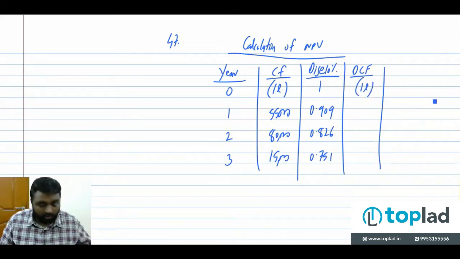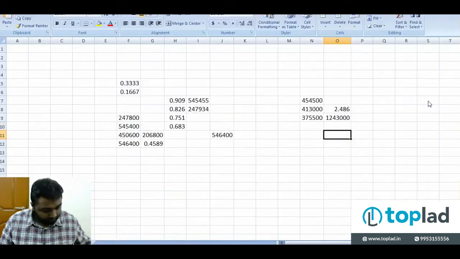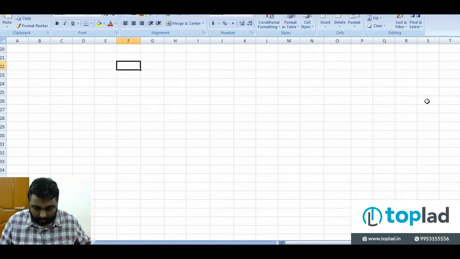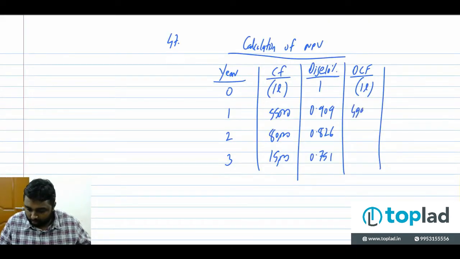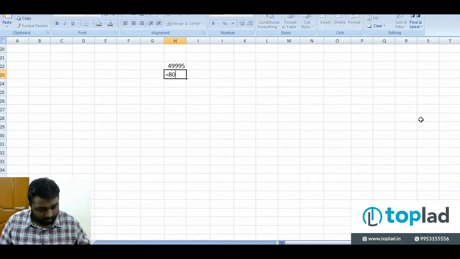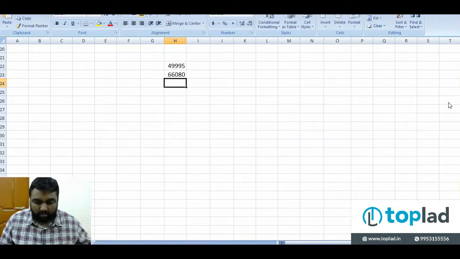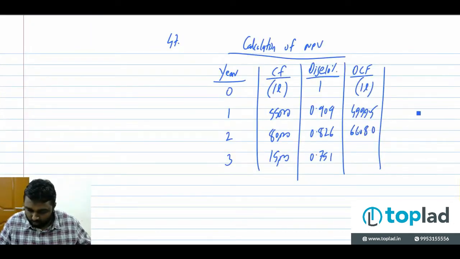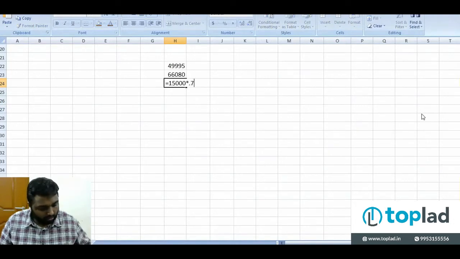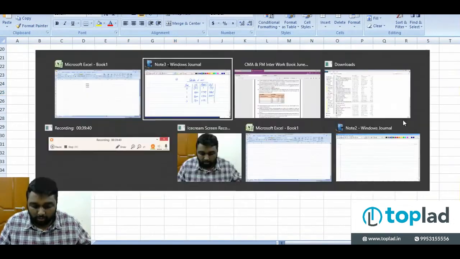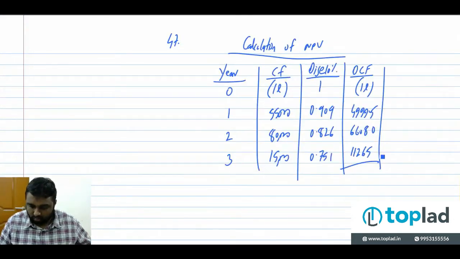So the discounted cash flow: 1 lakh outflow. 55,000 into 0.909 is 49,995. 80,000 into 0.826 is 66,080. 15,000 into 0.751 is 11,265. So what we have to do? We have to add all the values.